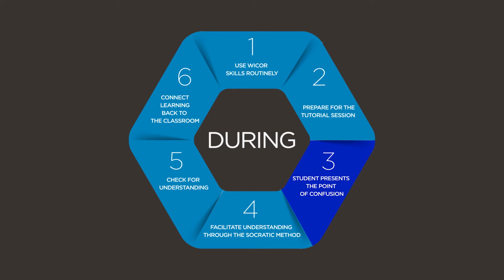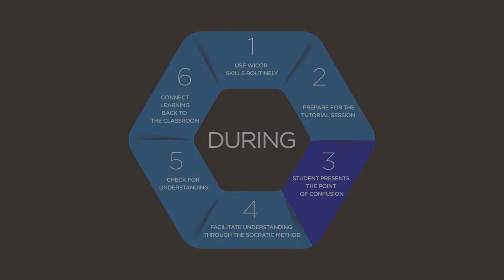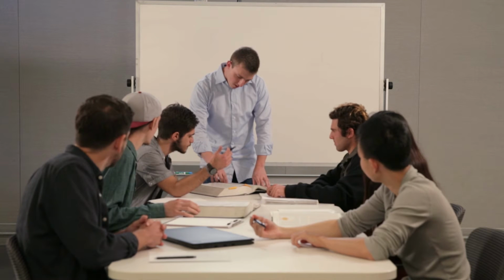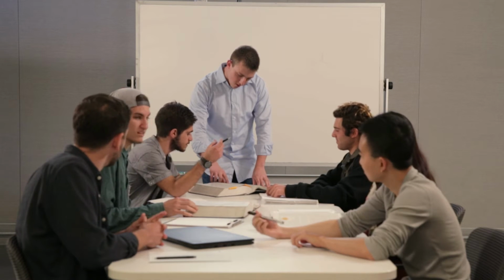Begin with the student clarifying the point of confusion. Specifically, rotation of rigid bodies. I know I had a problem with number 85 on chapter 9. Does anyone else have an issue with number 85? Yeah, I did too. I think we all did.